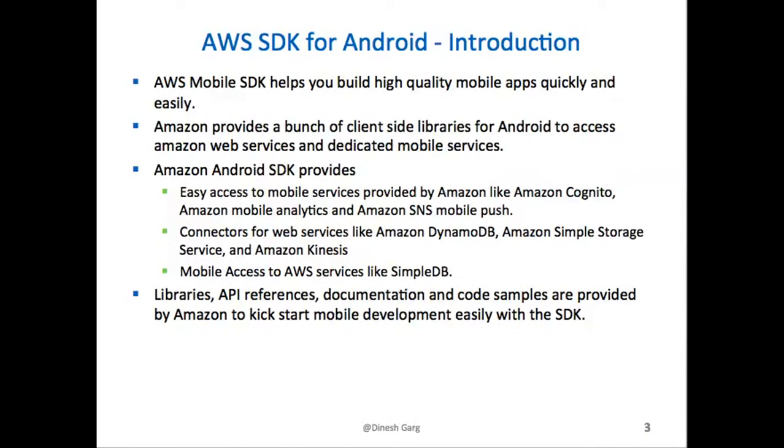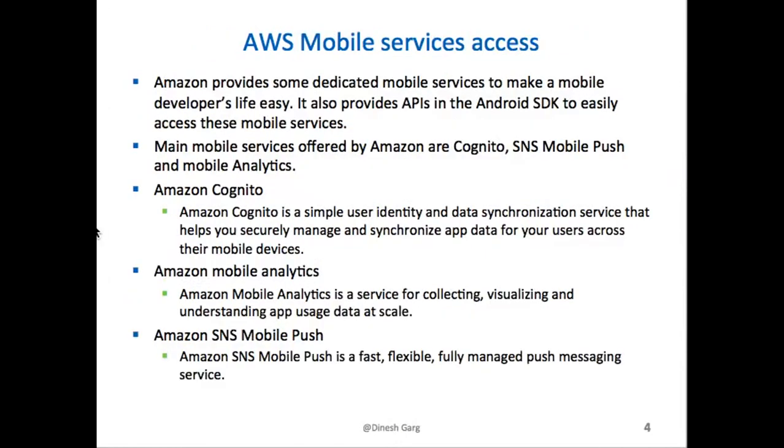So it provides easy access to the mobile services provided by Amazon, like Cognito, mobile analytics, and mobile push. It provides connectors to some of the key services that make it easy to access those. And it provides APIs to access services like SimpleDB or EC2 using the mobile phone. So let's take a little bit of a deep dive into each of these three things for which AWS SDK could be used. The first and foremost is the mobile services provided by AWS.